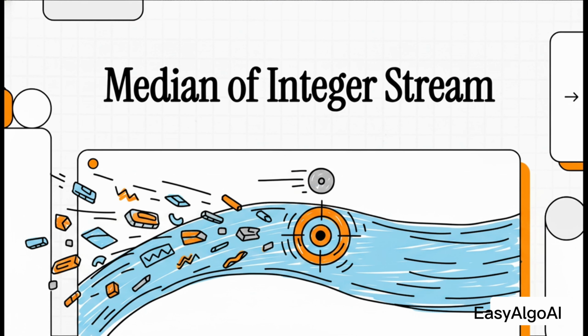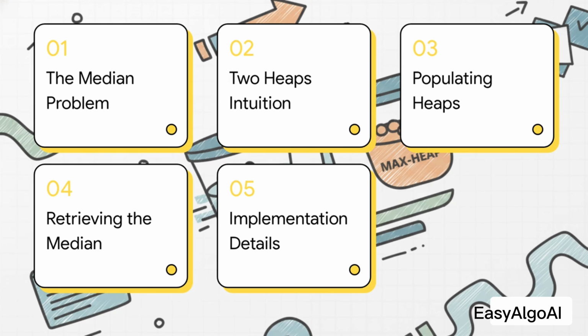Let's get into it. Okay, let's look at our roadmap. First, the core friction of the median problem. Then, the two heaps intuition. After that, we'll go over populating and balancing these heaps, retrieving the median, and finally, the implementation and complexity.